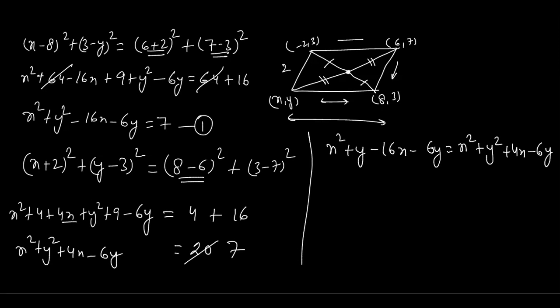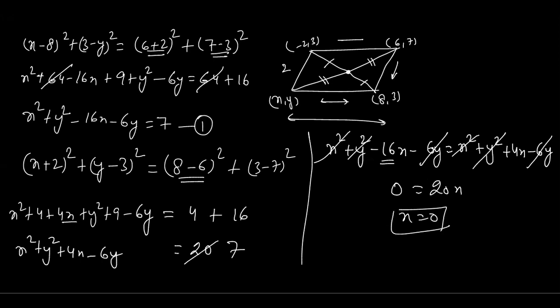Here minus 6y and plus 6y will get cancelled out. y square and y square will get cancelled out here, and this x square will get cancelled out too. Okay, so we get 0 equals 16 minus, and here you can find out the value of x simply. You will get 20x equals 0, so you can write x equals 0 here.